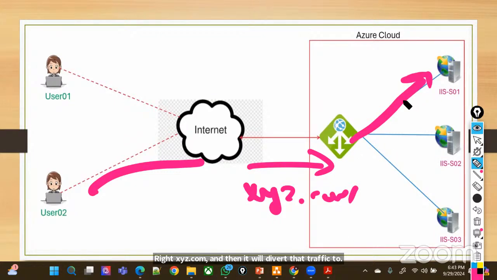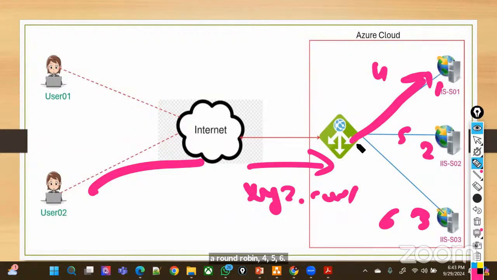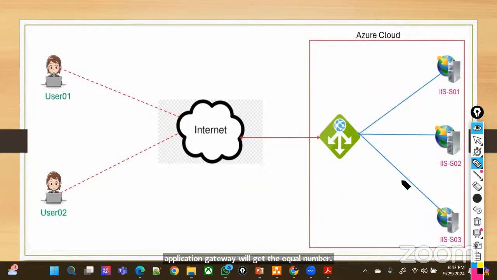What does that mean? First it will send a request to this one, then the second will go here, and then the third will go here, and then again in a round robin, 4, 5, 6. This way, all of the resources behind my application gateway will get an equal number of requests, or equal load traffic, right? That's what we are going to see today in the demo section.